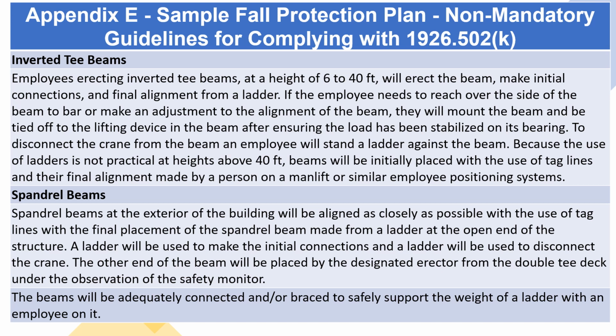Because the use of ladders is not practical at heights above 40 feet, beams will be initially placed with the use of taglines and their final alignment made by a person on a man lift or similar employee positioning systems. Spandrel beams at the exterior of the building will be aligned as closely as possible with the use of taglines, with the final placement of the spandrel beam made from a ladder at the open end of the structure. A ladder will be used to make the initial connections and a ladder will be used to disconnect the crane.